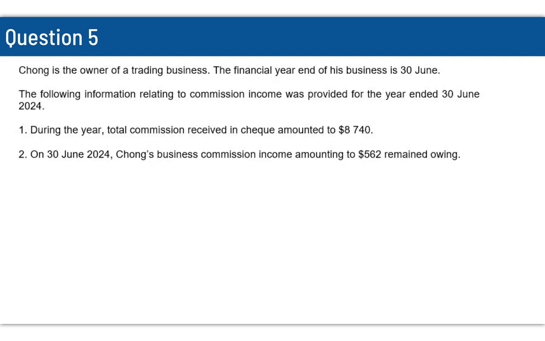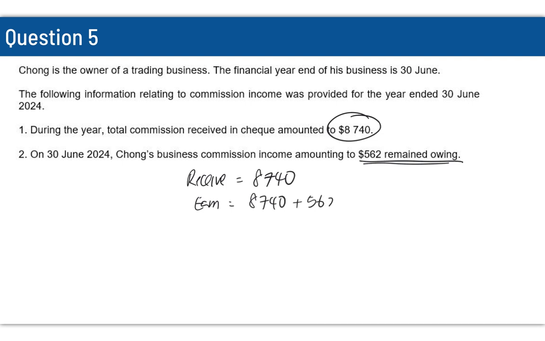For question 5, again, we have to analyze the income received versus the income earned, because they are different. In this case, the amount that you receive is 8,740. After receiving this amount, you understand that at the end of the year, you still have 562 remain owing, which means you have earned the income but have not received the money. So to calculate the income earned, we take 8,740 plus the 562. We are recognizing this as the income that we deserve.